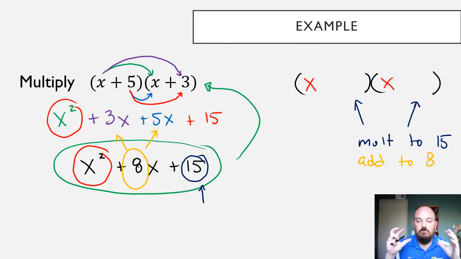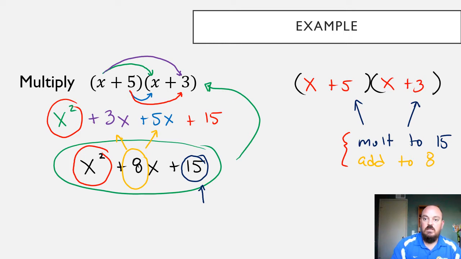I would say I'm looking for two numbers that multiply together to give me 15 and add together to give me 8. And it's kind of like a number puzzle. When you're working backwards, you got to think of it like a puzzle. You have to come up with those two numbers that multiply together to give you 15 and add to give you 8. Once you realize it's 5 and 3, then you put a plus 5 on one of them and a plus 3 on the other, and you can see we got our answer.